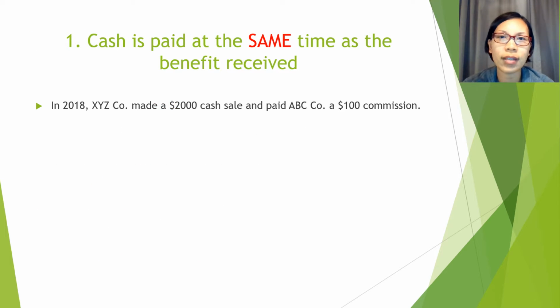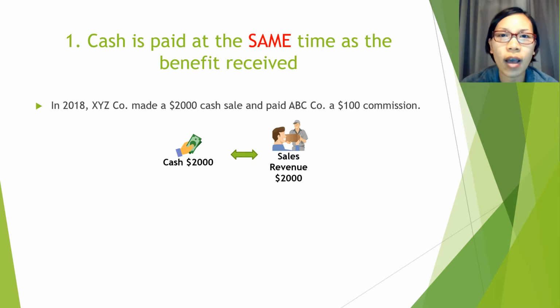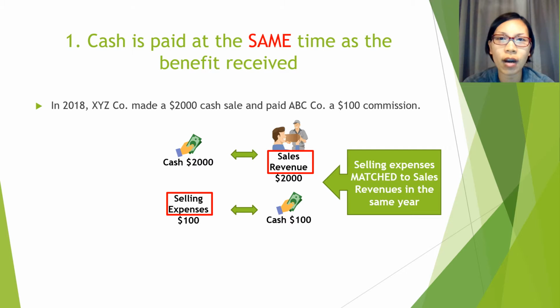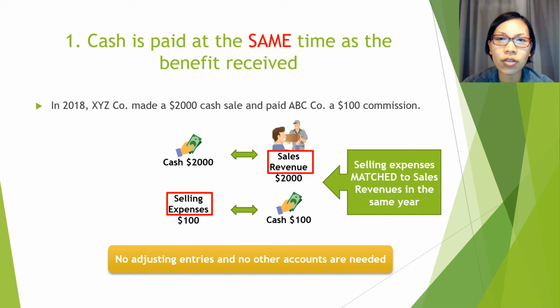Let's look at some examples. In situation 1, assume XYZ company made a $2,000 cash sale and paid ABC company a $100 sales commission in 2018. Here you can see the selling expenses are properly matched to the sales revenues in the same year. In compliance with the matching principle, there is no adjusting entry or other accounts needed. It's all self-contained in the same year.